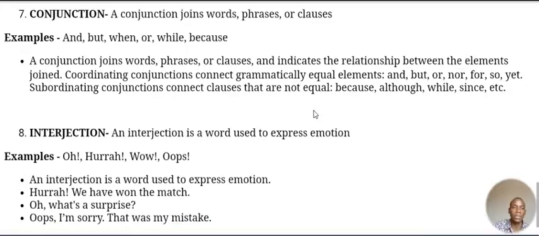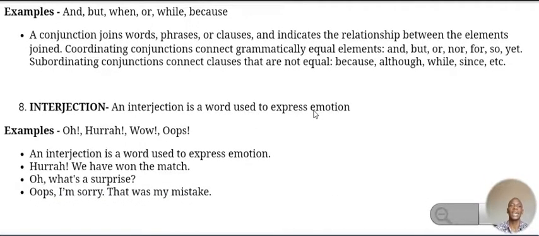Part number 8 is what we call interjection. An interjection is a word used to express emotion. Examples of interjections: oh, hurray, wow, oops. An interjection is a word used to express emotion. Hurray, we have won the match! Oh, what a surprise! Oops, I'm sorry, that's my mistake.